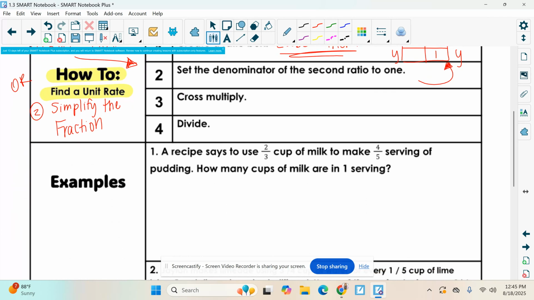So let's look at example number 1. Put this into practice. A recipe says to use 2/3 cup of milk to make 4/5 servings of pudding.